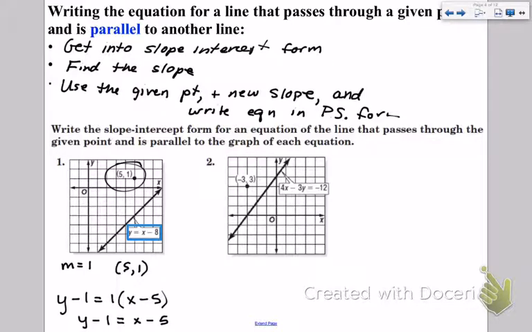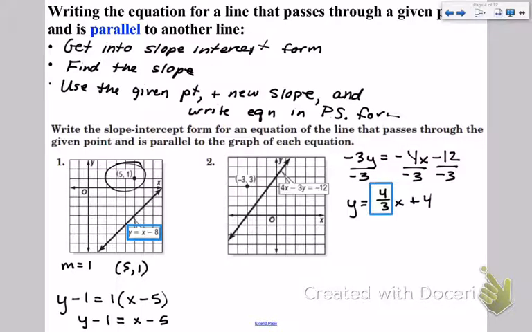All right, number 2 is more difficult because we have to use step 1 that we wrote above. We need to change it to slope-intercept form. So I'm going to subtract 4x from both sides. I get negative 3y equals negative 4x minus 12, and divide both sides by negative 3. Whatever I do to one thing, I do to everything else. So my equation in slope-intercept form is y equals 4/3 x plus 4. Here's my slope. Parallel lines have the same slope, so my slope is 4/3. And the point they give us that they want us to use is negative 3, 3.